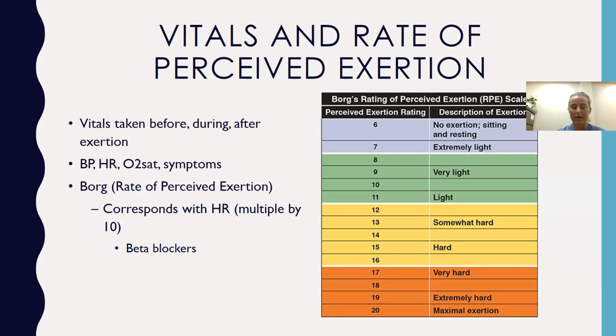In order to get a more subjective measure of their exertion level, we can use the Borg rate of perceived exertion. And the numbers in this scale correspond with the heart rate. So this is a way for you to judge if what your patient is subjectively telling you is fairly accurate. If they're saying that they're working very, very hard and then their heart rate is only at 90, then this may not be the best outcome measure to use.